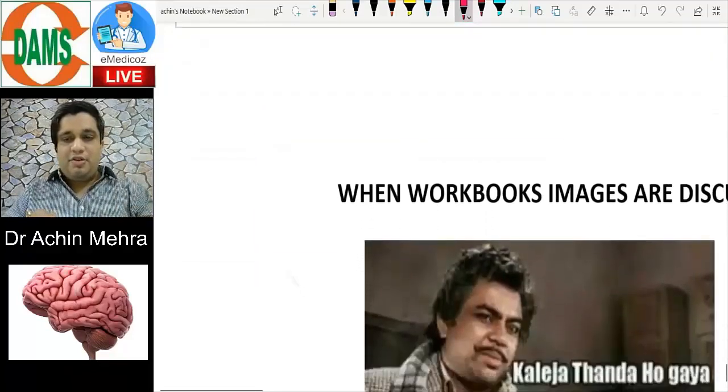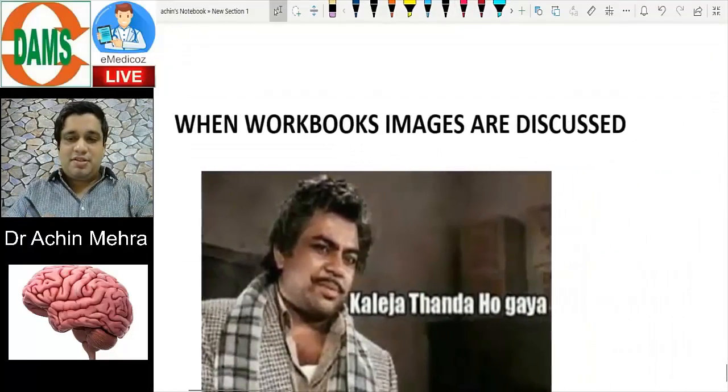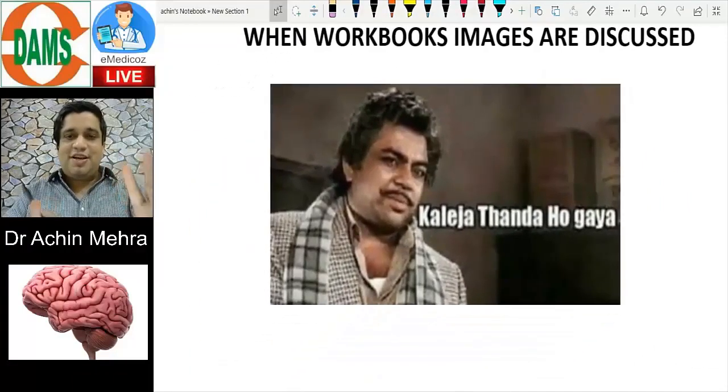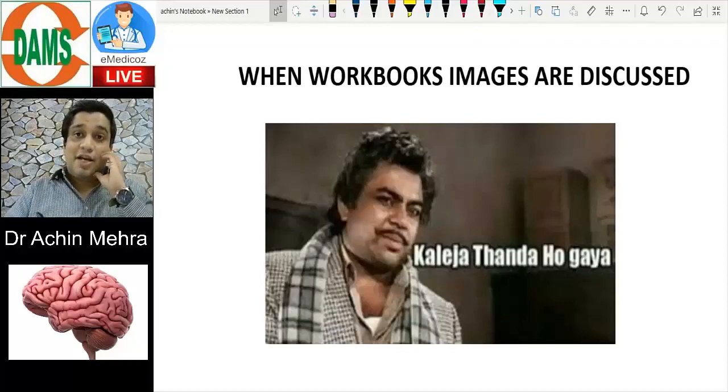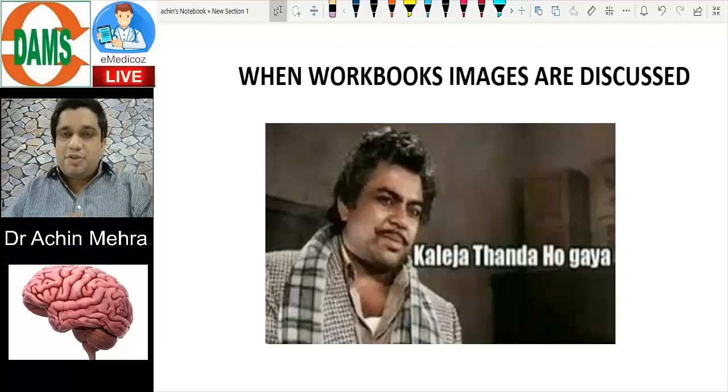So when finally all the images of the workbook are discussed and they are over, you feel happy, kaleja thanda ho jata hai. But your kaleja will get more thanda if you try to get a good rank in any of the exams. Because this image workbook is just a trailer. You find the final picture in the exam. And please remember, the images are very high scoring. Either you know it or you don't know it. If you know the background also, you can crack the correct answer. So try to go to the image book again, try to revise them as fast as possible, and all the best.